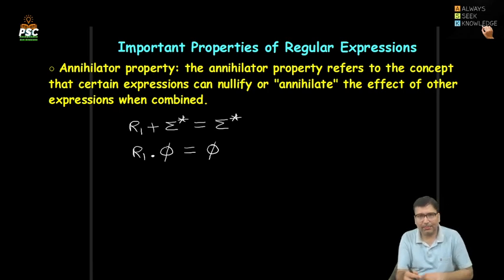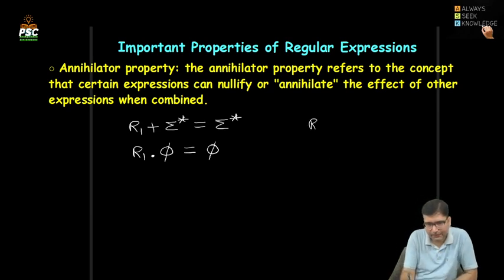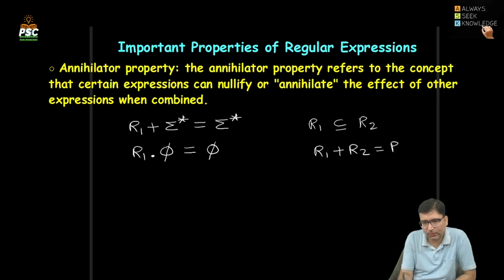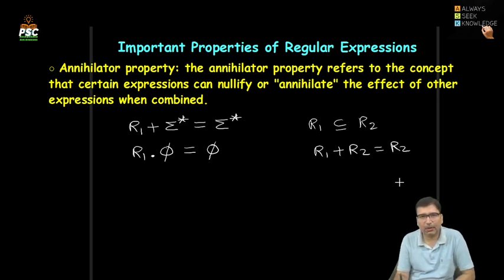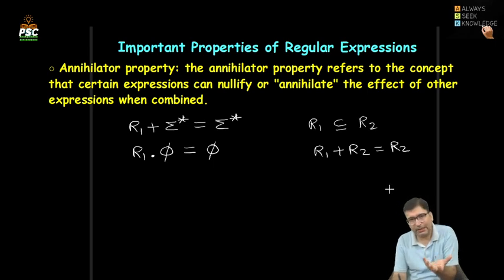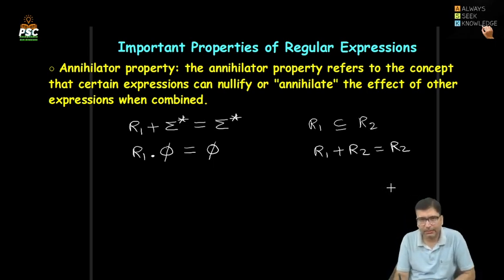Sometimes what happens is that you have two regular expressions. Let's say you assume that R1 generates a set of strings which is a subset of R2. So if you write R1 union R2, it will obviously give you R2 because R2 is the superset of R1. R1 is not going to give you anything extra which R2 cannot generate. So R2 can annihilate R1, right?